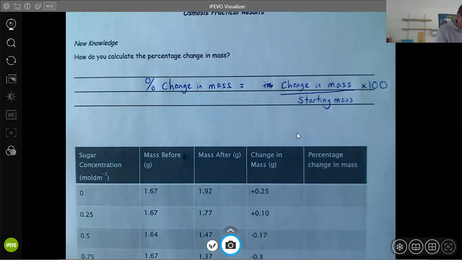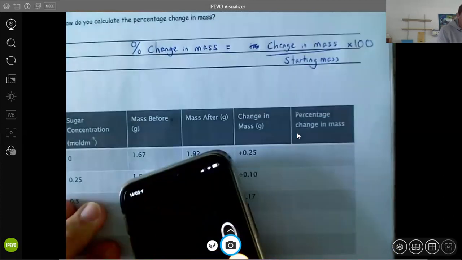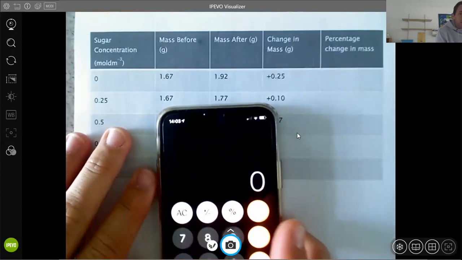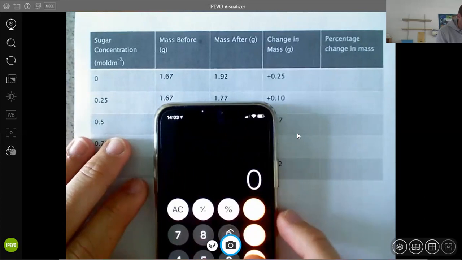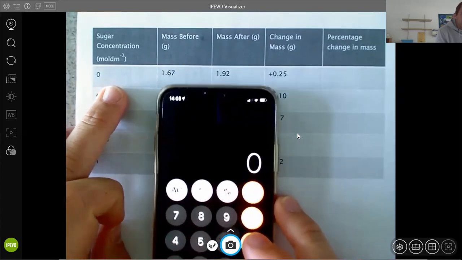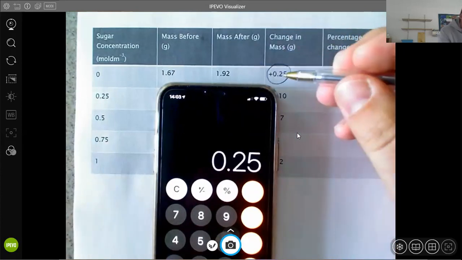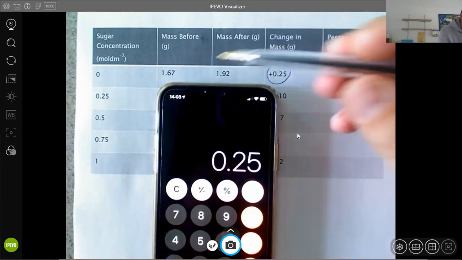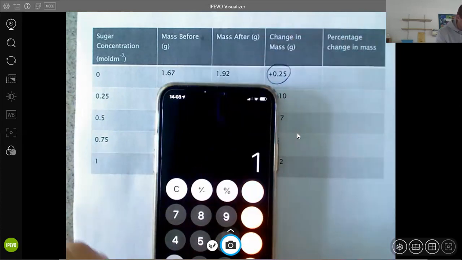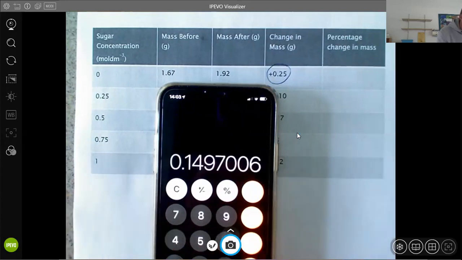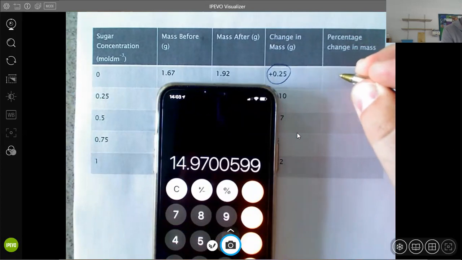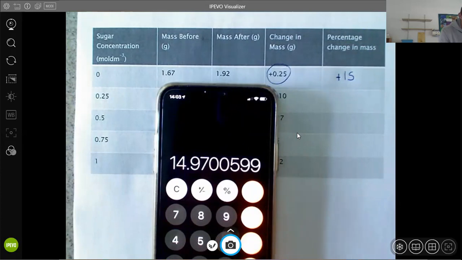So let's get stuck into this now, and we're going to do some maths again. I've got my phone here to help show what I'm doing. We're going to start with 0. If we look, its change in mass is 0.25. We're going to divide that by the starting mass, which is 1.67. That gives you an answer of 0.149. Now we're going to times that by 100, and that gives us a percentage. I'm going to round that to 15%. So it's got heavier by 15%. Let's do the next one.